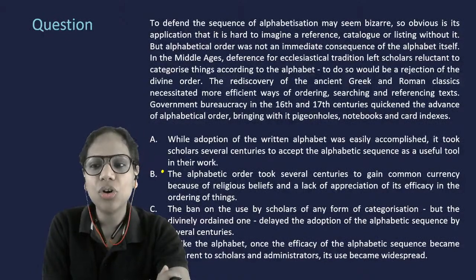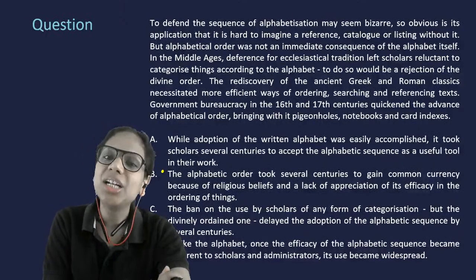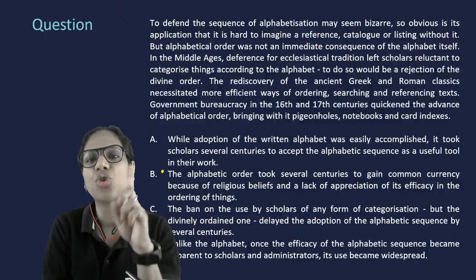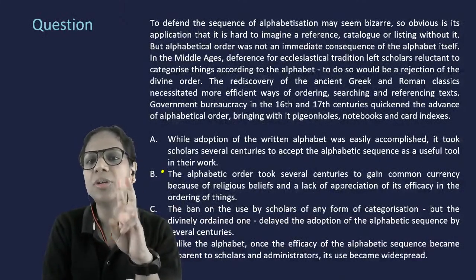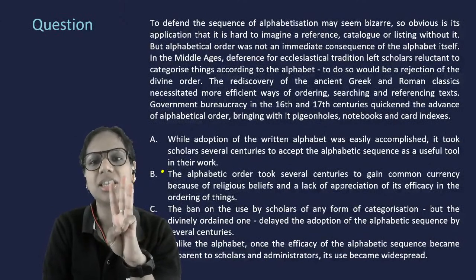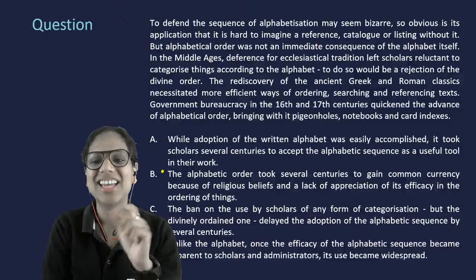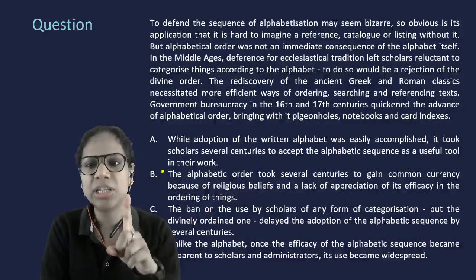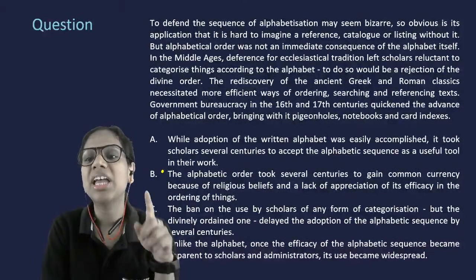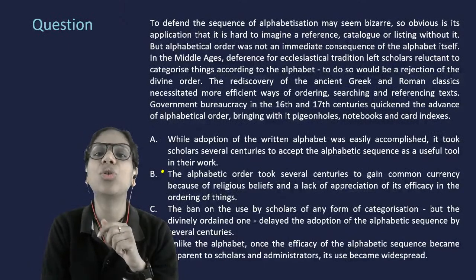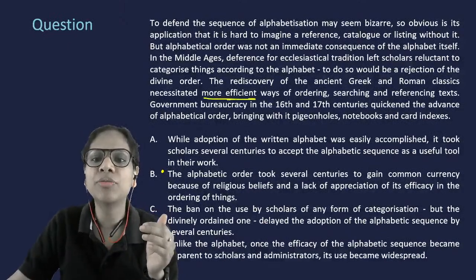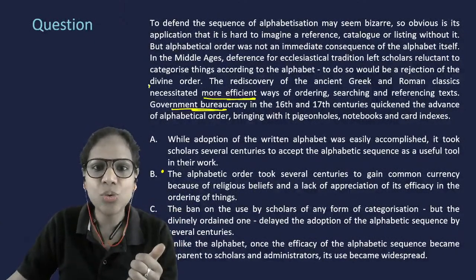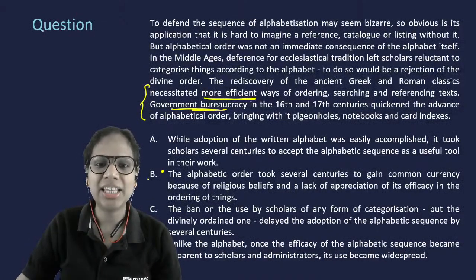Now, A is not the answer. Why? Because A does not tell us why it was not adopted initially. I told you that this paragraph is about three things: the fact that it was not adopted immediately, why it was not adopted, and what led to its eventual adoption. B takes care of all these three things. It took several centuries to gain common currency because of religious beliefs, ecclesiastical tradition, and lack of appreciation of its efficacy in the ordering of things. Once government bureaucracy came, its use became widespread. Hence, B.